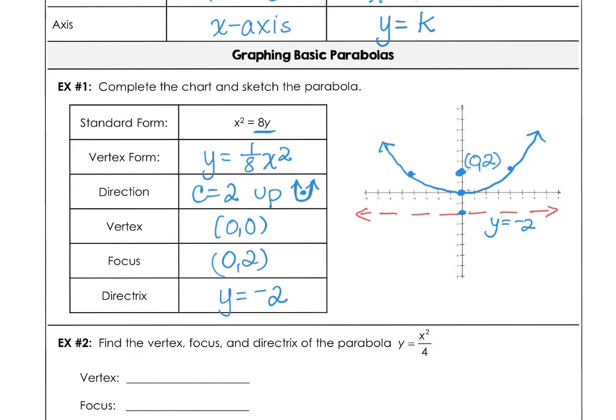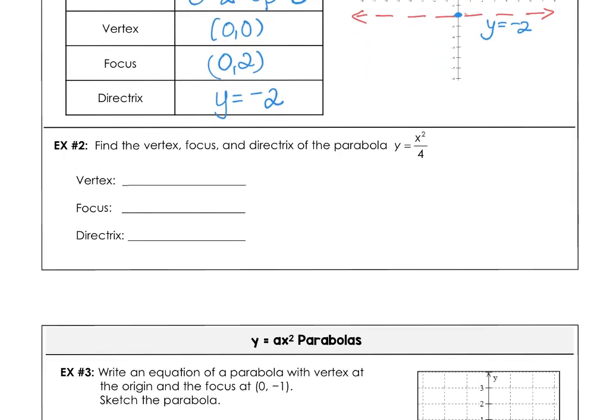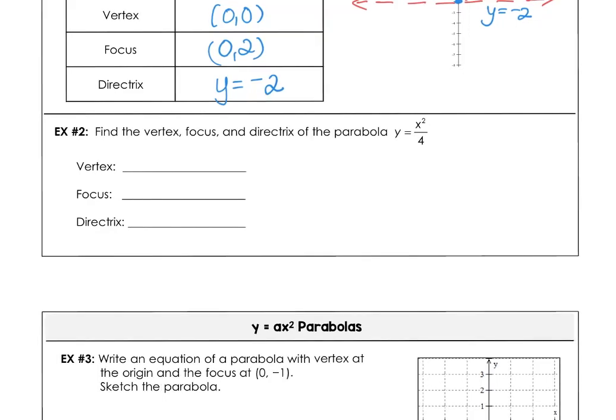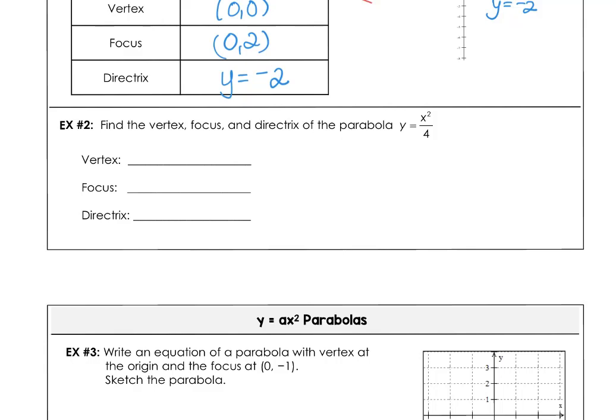Example 2, we want to find the vertex, the focus, and the directrix for a parabola that is y equals x squared over 4. So we could rewrite that as y equals 1 over 4 x squared, and that's our 4c. So if 4c is 4, then c is 1.